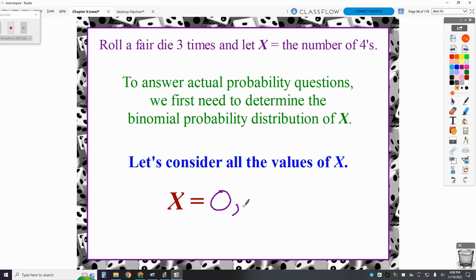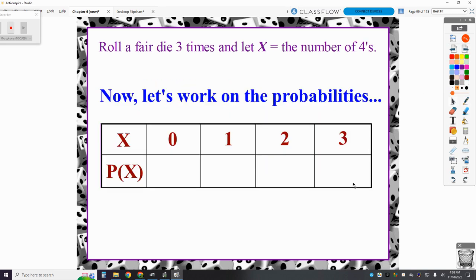Now, we could see 1 four pop up and the other 2 die rolls weren't 4s. Maybe we did see 2 4s out of our 3 rolls. Or you know what? Maybe, just maybe, we saw 3 4s out of the 3 rolls. So to create our probability distribution table, like we have been discussing this chapter and the previous chapter, X could represent 0, 1, 2, or 3 4s out of 3 rolls of a die. But now we need to work on these probabilities.